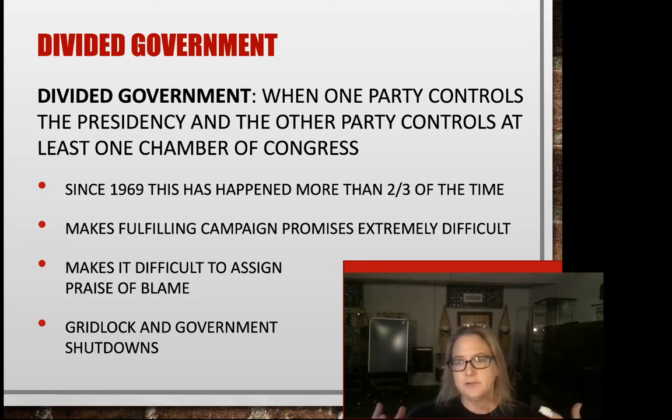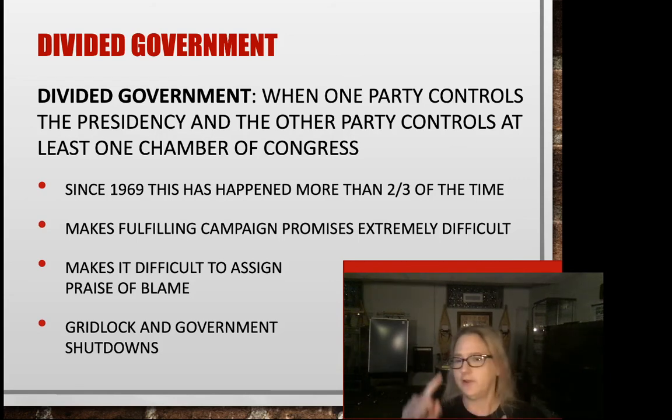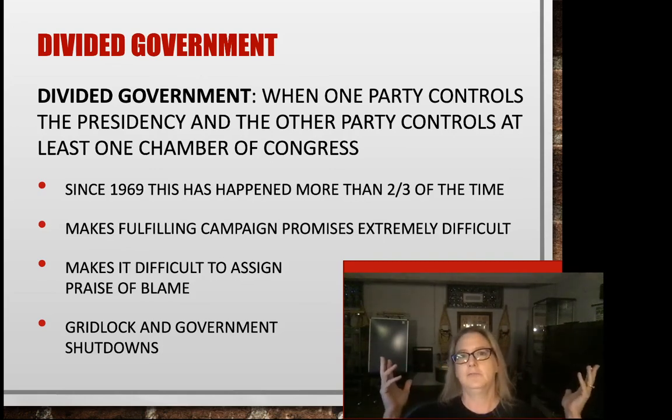It also makes doing things that are controversial extremely difficult. It makes it difficult to assign praise or blame when something either does or does not get done. Because in order to get something done, you probably have to get cooperation from the other party. Then it's hard for your party to get full credit for, we did this, or escape the blame for, well, you promised us you were going to have comprehensive immigration reform. You were going to do all of these things. We couldn't. We didn't. So it also is difficult to assign blame, which politicians kind of like, political cover.